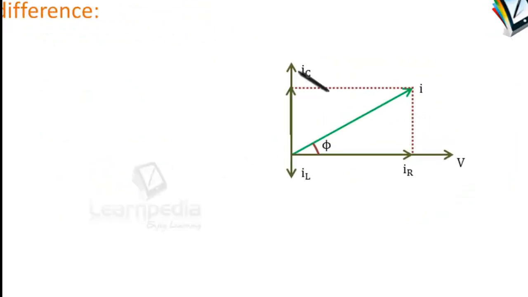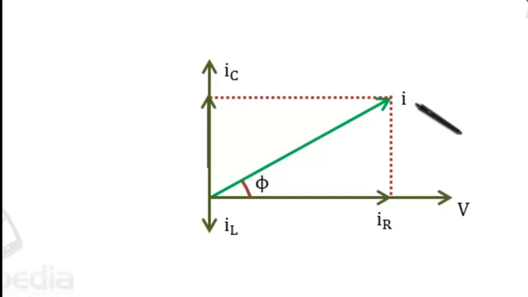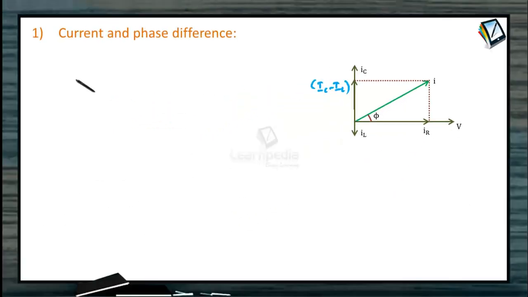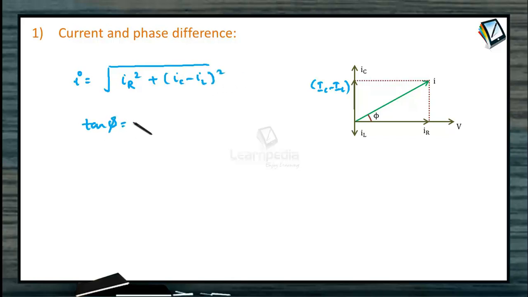This is IR, this is IC, this is IL, this is I. This value will be IC minus IL. This is phase phi. So we simply got it. Current I is equal to under root of IR square plus IC minus IL whole square, and tan phi will give us the phase as IC minus IL divided by IR. So the phase angle phi will be tan inverse of this.